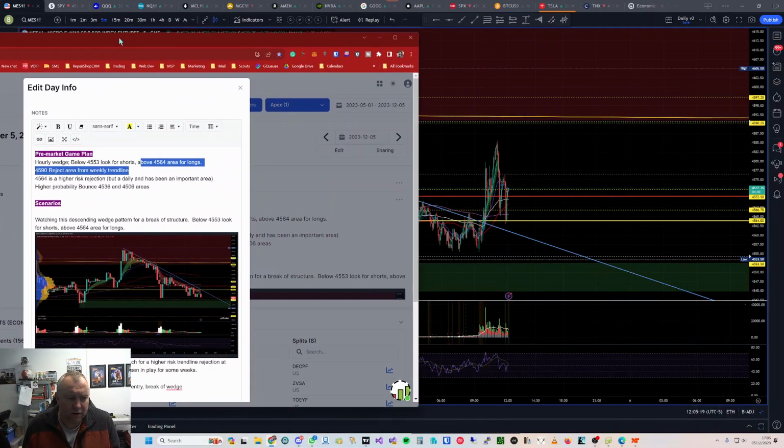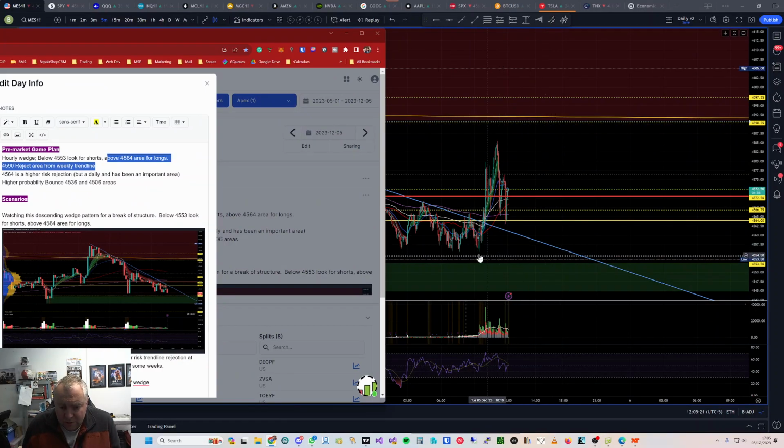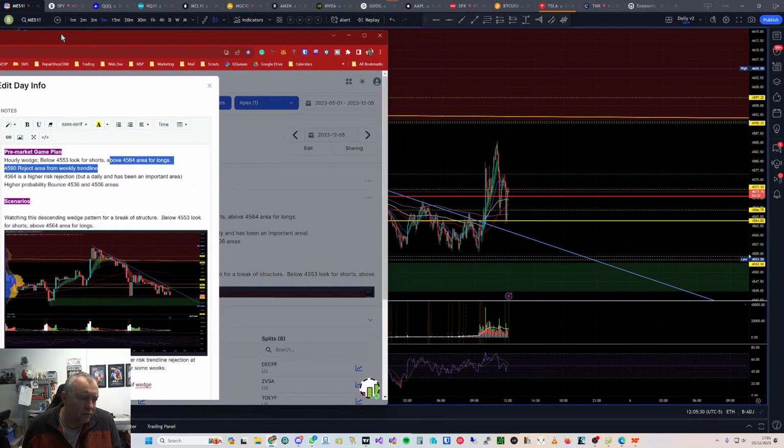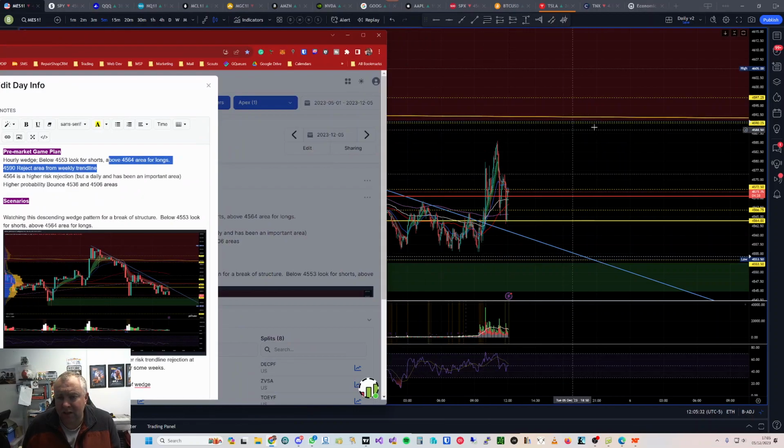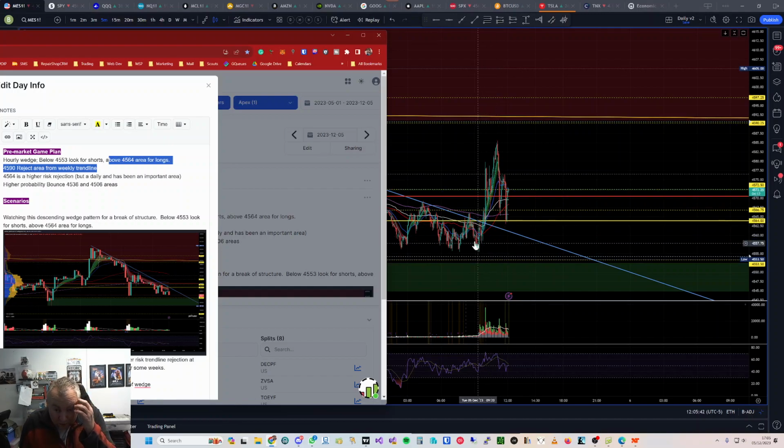So let's move it over here. I said if it's below this area, look for shorts. If it's over 45.64, look for longs. And then I also said there's a 45.90 reject, which is this area up here, and a 45.64 is a higher risk rejection, but on a day, it's a daily level, and we were down here at the time. And then higher probability bounces was this level here, 45.53, and one further down, and that's it.